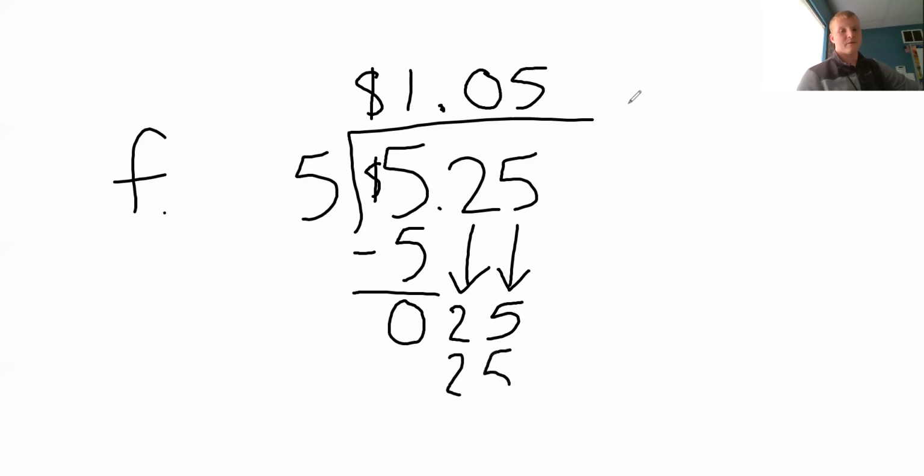$1.05. Nice. All right. I'm pretty happy with what I'm seeing here. So $1.05. Good. So that is letter F on your homework. So if you didn't get that one, there you go. Go ahead and write it up there.